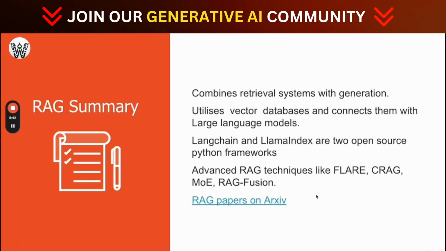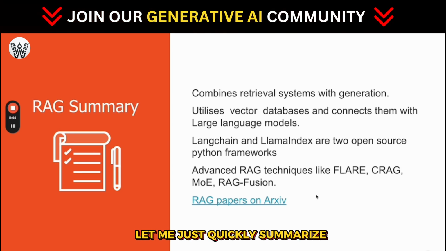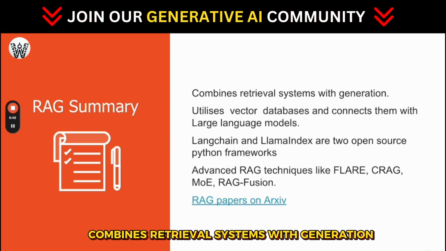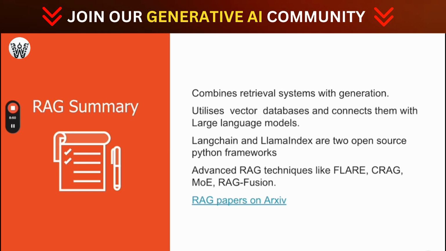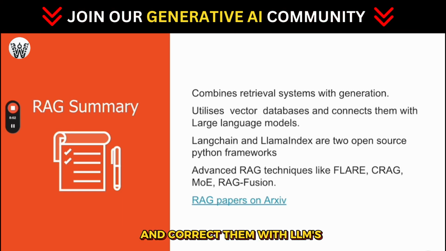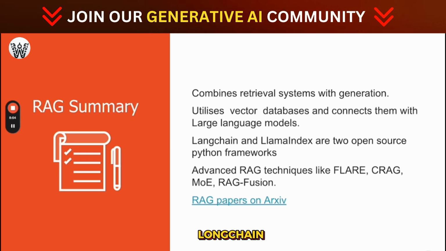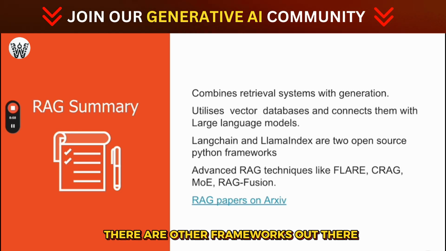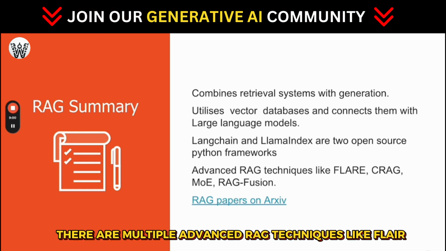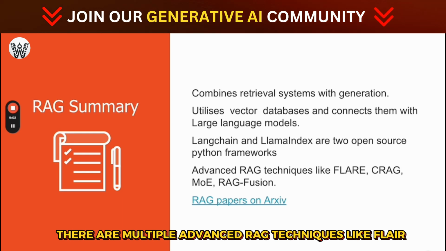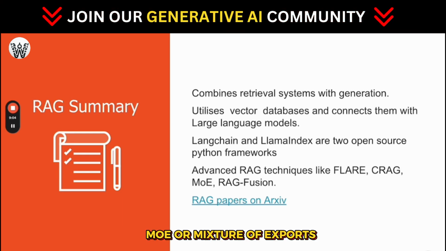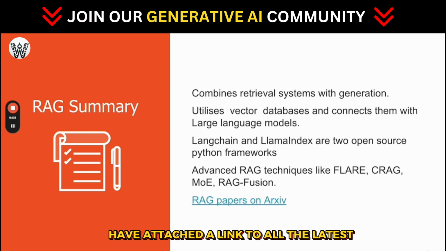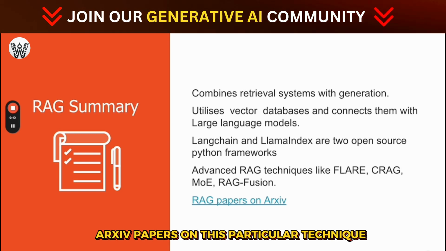All right, we're at the end of the course. Let me just quickly summarize. Retrieval Augmented Generation, or RAG, combines retrieval systems with generation. They utilize vector databases and connect them with LLMs. LangChain and Llama Index are two of the open source frameworks. There are other frameworks out there. There are multiple advanced RAG techniques like FLARE, CRAG, MoE or mixture of experts, and RAG Fusion. I've attached a link to all the latest research papers on this particular technique.